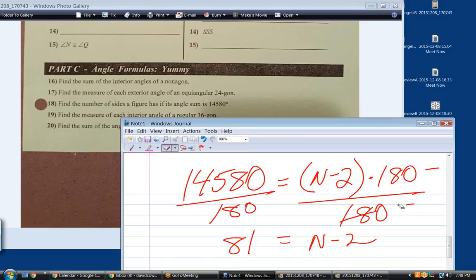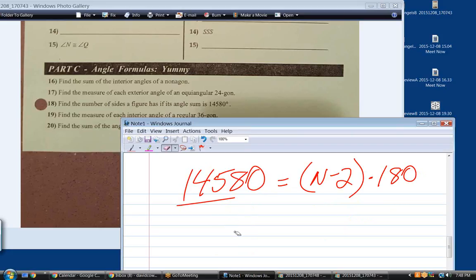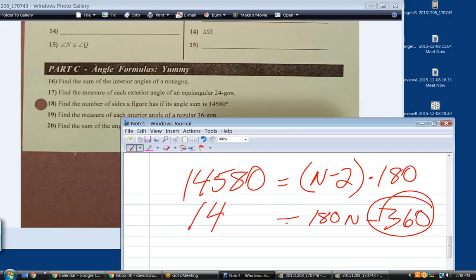Notice that if I decide to get rid of the parentheses first, which is often what I like to do, I have to multiply this. So I have to turn this into 180n minus, now I have to multiply those two numbers. And now I have to add that to this big number, and then I have to divide by 180. There's a lot more work.